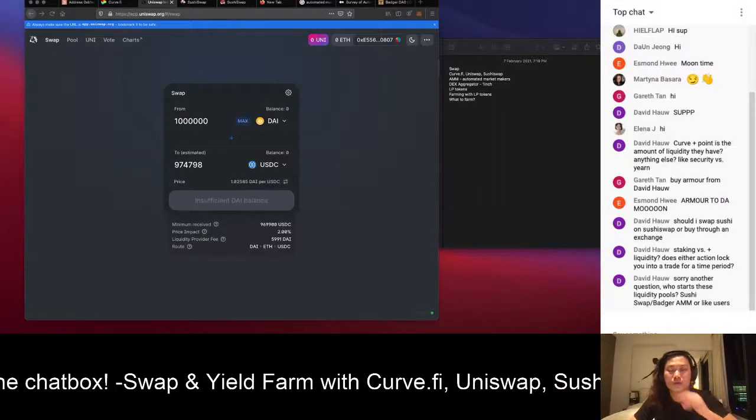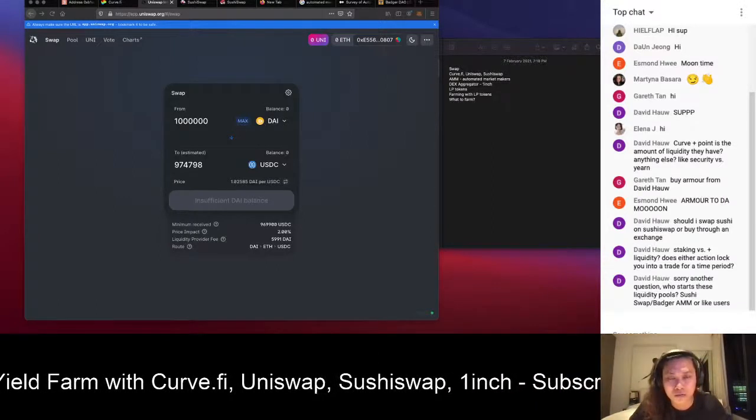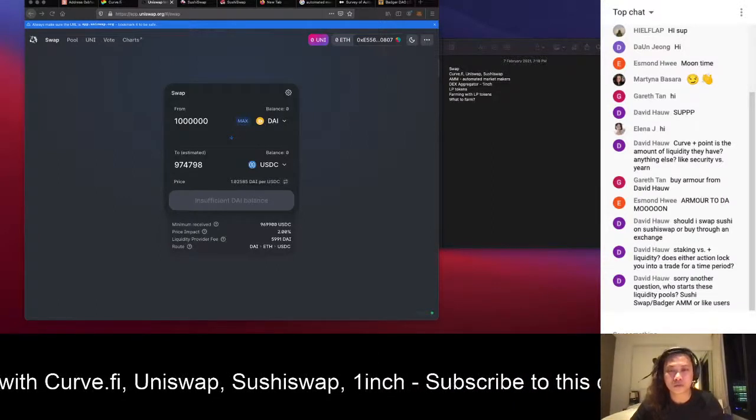My computer is slow. Hold on. Hotel internet is slow. Sushi.